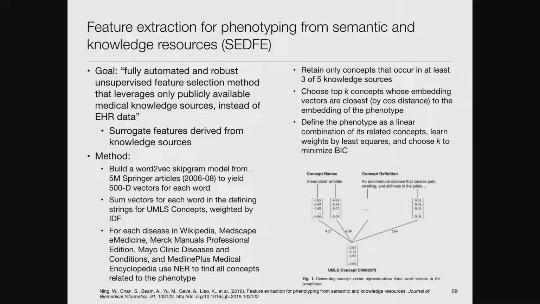Then they chose the top K concepts whose embedding vectors are closest by cosine distance to the embedding of this phenotype that they've calculated. And they say, okay, the phenotype is going to be a linear combination of all these related concepts. So again, this is a bit similar to what we saw before, but here, instead of extracting the data from electronic medical records, they're extracting it from published literature and these web sources.